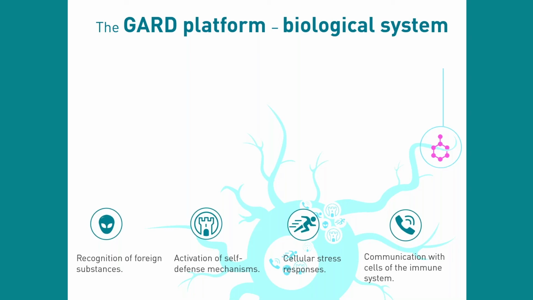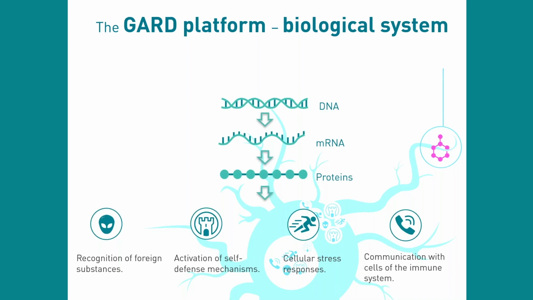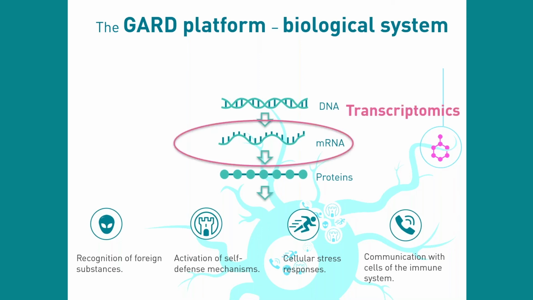So the big question here is now, how do we measure all these events at the same time? Looking at the central dogma of cell biology, we know that all of these events are carried out by proteins, which in turn are regulated by the transcription of DNA. So we believe that measuring the transcriptome of the cells is a very good way to get a complete view of how these cells actually react when they are exposed to a sensitizer.